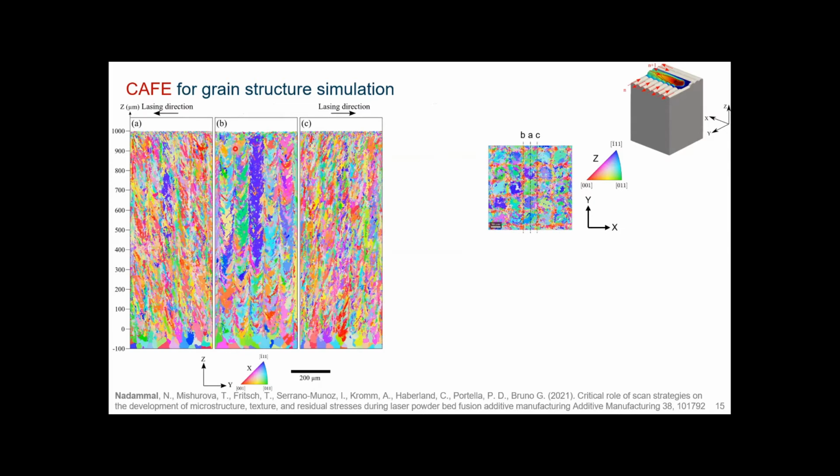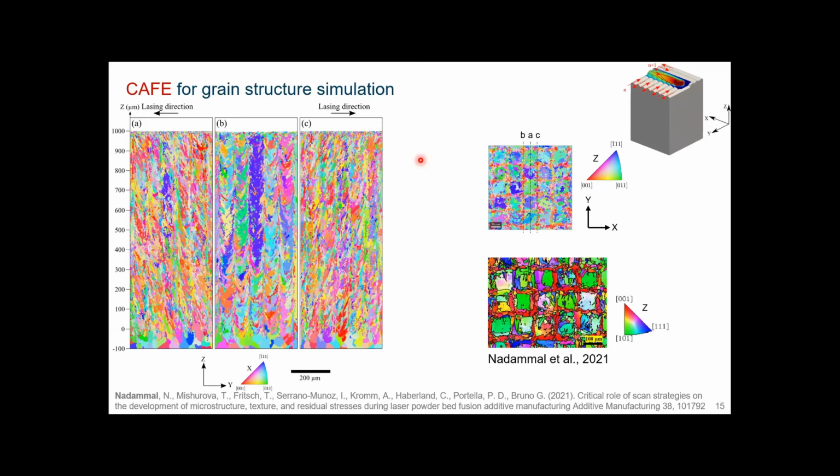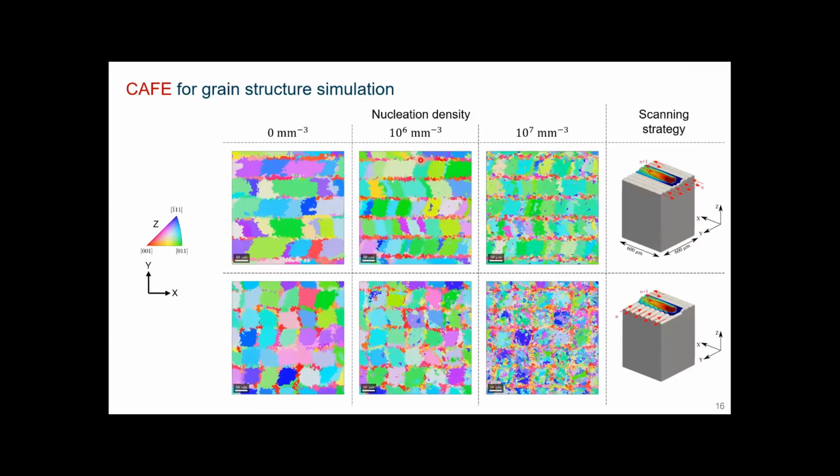And I believe here I made a mistake. So B will be at the center. Sorry for that. So the B cut here is at the center in between two tracks. So yeah, it's not back here. It's ABC, not BAC. Right. Okay. Well, so far so good. And you find the same comparison with experiment that retrieves the same trend, and you can play with parameters like nucleation density for the equiaxed grains.